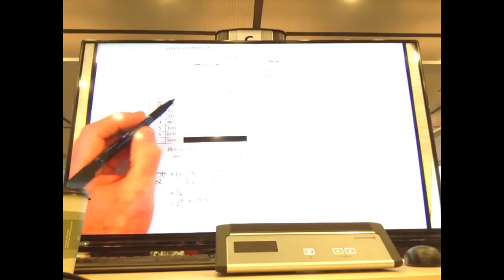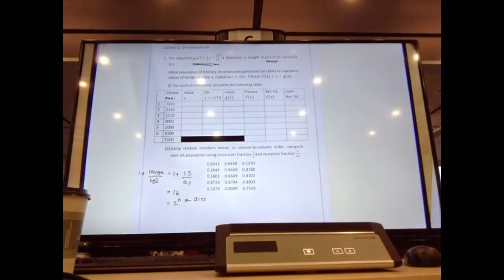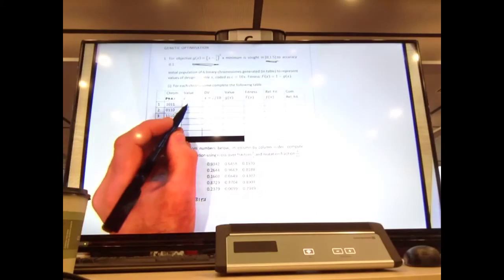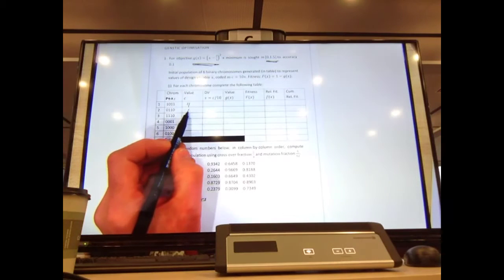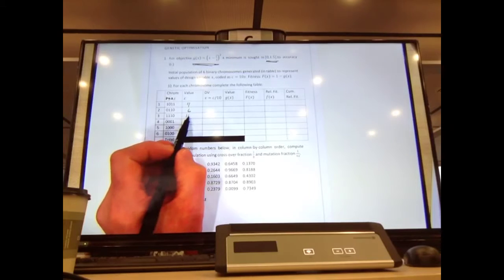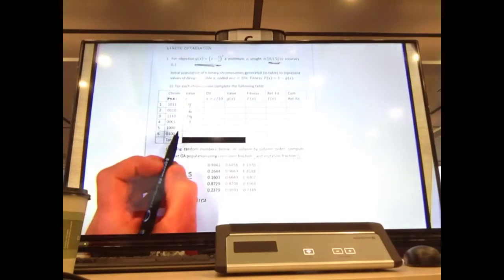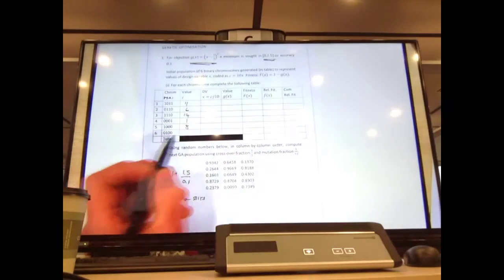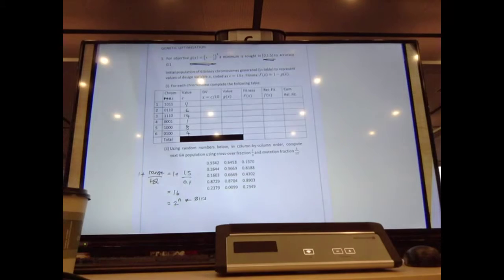So think of this as powers of 2: 1, 2, 4, 8. So 1011 gives you 11. 0110 is 4 plus 2, which is 6. 1110 is 8 plus 4 plus 2, which is 14. 0001 is just 1. 1000 is 8. And 0100 is 4. So that gives you the decimal equivalent of the chromosome value.